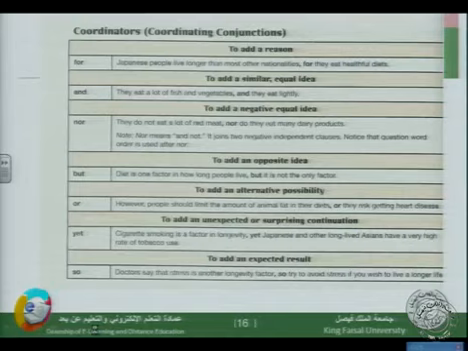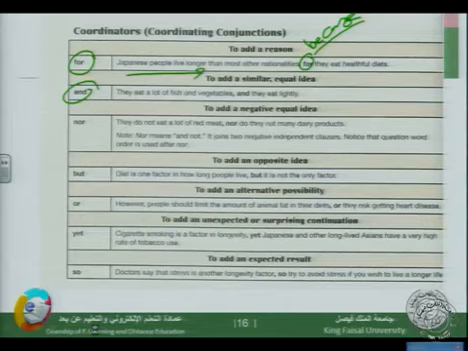Here we have some coordinators. As you can see here, for. Japanese people live longer than most other nationalities, for they eat healthy diets. For هنا معناها because, for the reason, for the purpose. Okay, and we use it to add something, to add similar or equal idea. مثلا, they eat a lot of fish and vegetables. لاحظوا, هذه تساوي هذه, fish and vegetables, and they eat lightly.